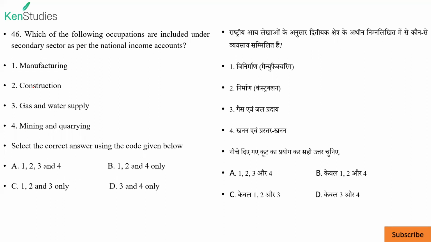Next, 46 number. It is asking which of the following occupations are included under the secondary sector as per national income accounts. So it is asking about national income account. So mining and quarrying is the primary sector. So where 4 is, just eliminate, you are getting the answer. Okay, so manufacturing, construction, gas and water supply come in the secondary sector as per national income account. You may be doubtful about gas and water supply, but it is sure that mining is under the primary sector. So you are eliminating 4, you are reaching the answer.